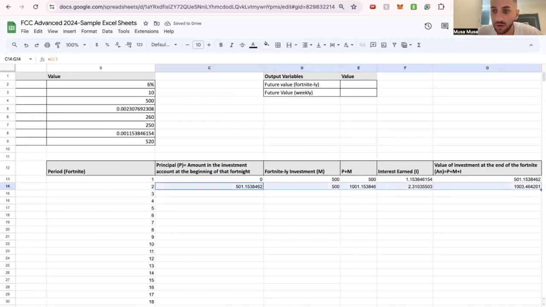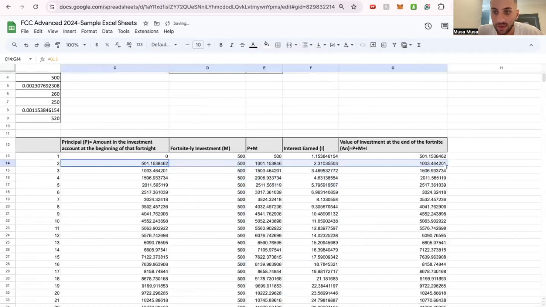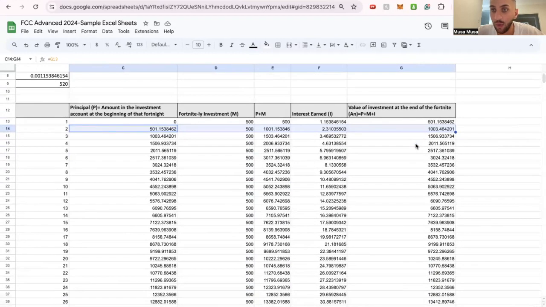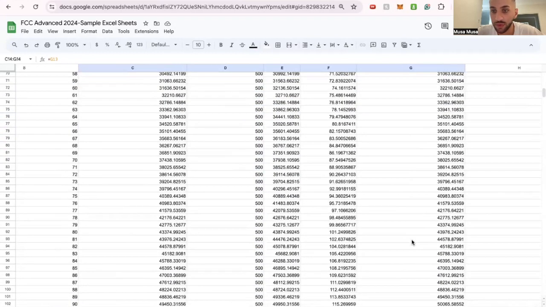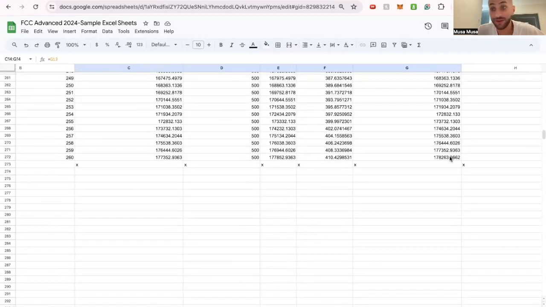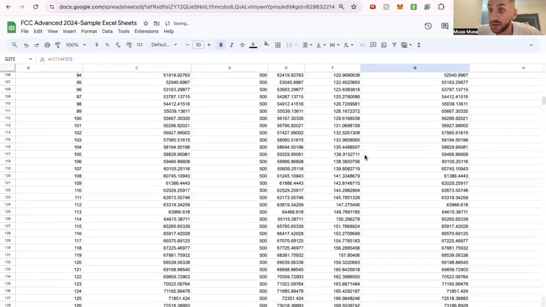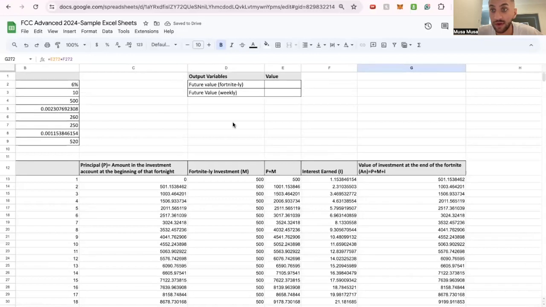Now take this row, and what I want you to do is just double click there. Double click that circle. When you double click it, it automatically drags down all the rows up until the last row there. It's pretty cool. So that means that you don't have to worry about dragging it and waiting like we did for the 260. Anyways, this number here, that's our future value of the entire annuity if we invest $500 per fortnight.